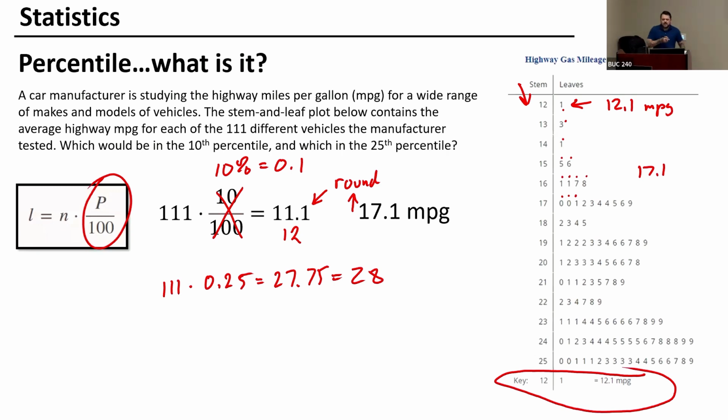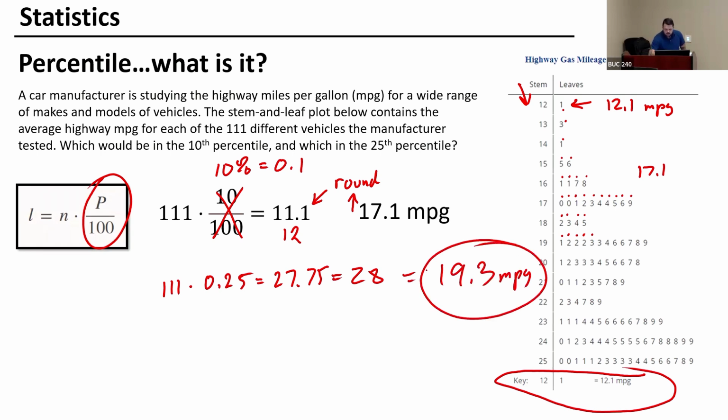So now, well, we know the last one was at what? Was it 12? So let's just continue counting. 13, 14, 15, 16, 17, 18, 19, 20, 21, 22, 23, 24, 25, 26, 27, 28. What number would that be? Exactly, so that's 19.3.